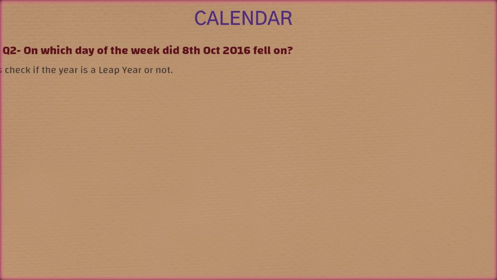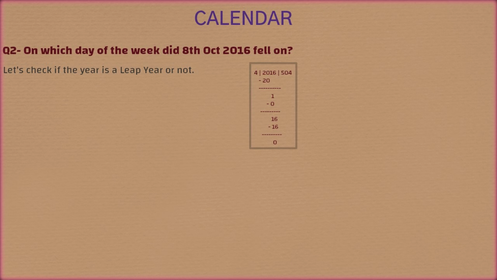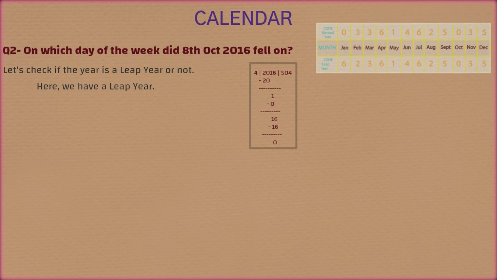So first we check whether the given year is a leap year or not. In this case, 2016 is completely divisible by 4. So 2016 was a leap year. But if we take a look at the month asked here, it is October. And we know, in case of a leap year, only the codes for January and February change and the rest of the codes remain the same. So here, we don't have to panic about the change of codes.